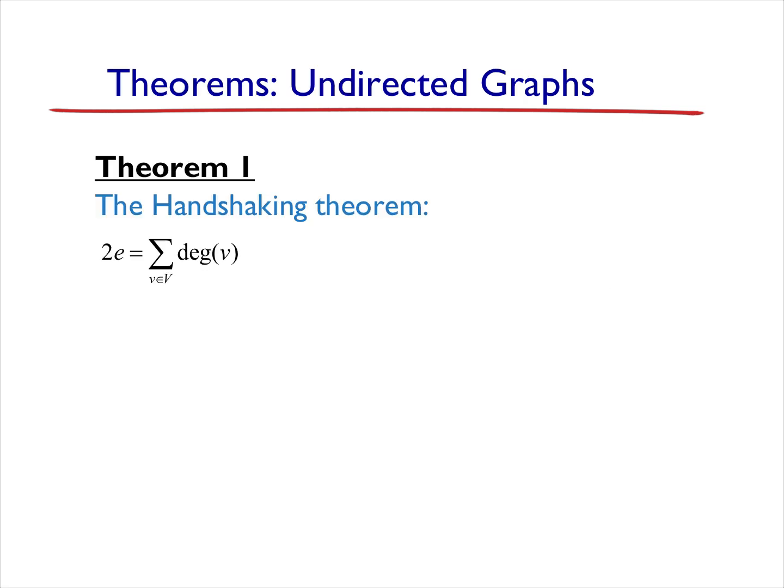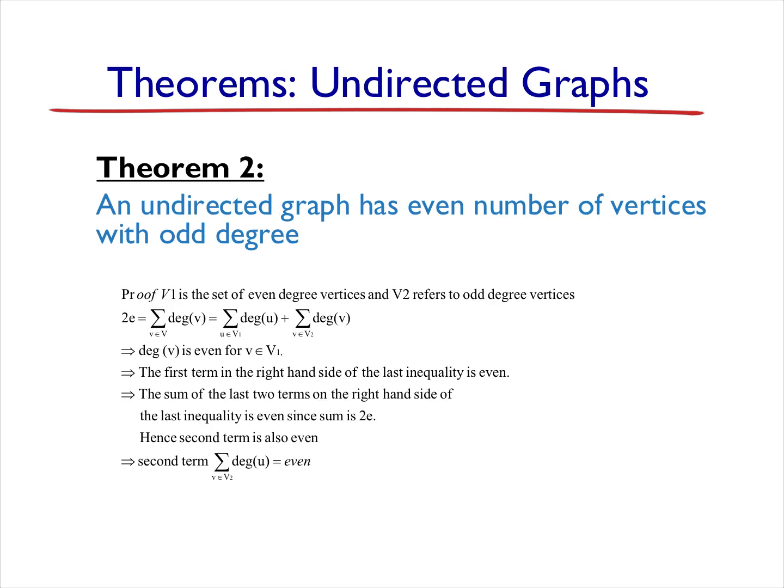Okay, we have a few theorems. The first one is called the handshaking theorem, and it says that the number of edges multiplied by 2 is equal to the sum of the degrees of all the vertices of a graph. And that's true for any undirected graph. The other theorem, also for undirected graphs, says that in any undirected graph, there is an even number of vertices that have odd degrees.